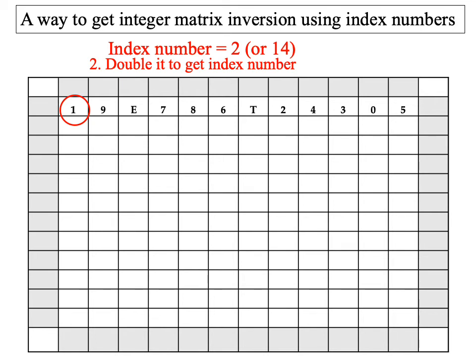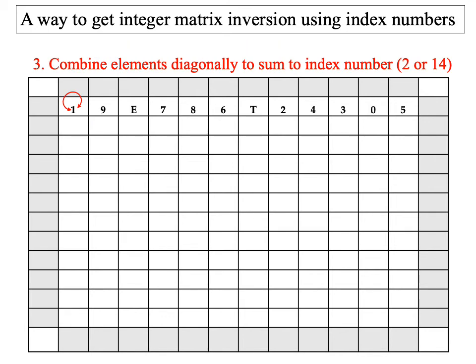Look at the diagonal counterparts and make sure they always sum to the index number, to 2 or 14. So we add that first number in the upper left-hand corner to itself, right? 1 plus 1 is 2. That sums to our index number. And then we go from there. So we're going to combine things diagonally.